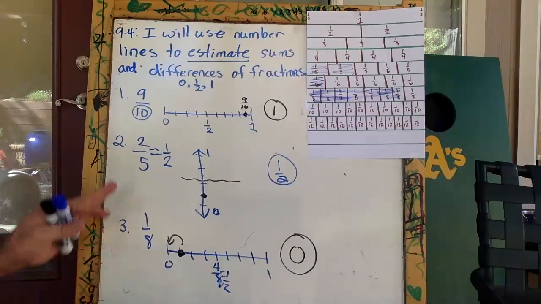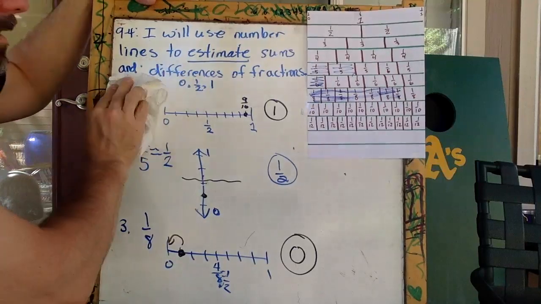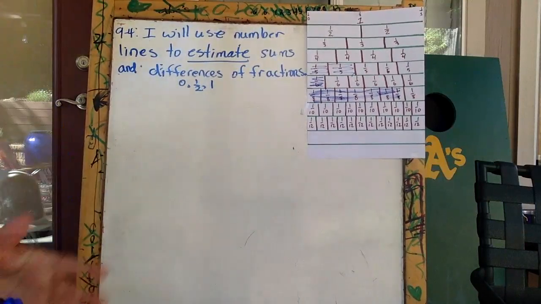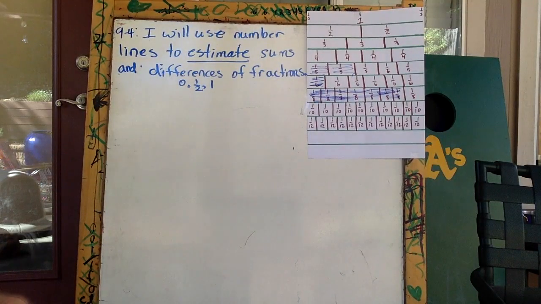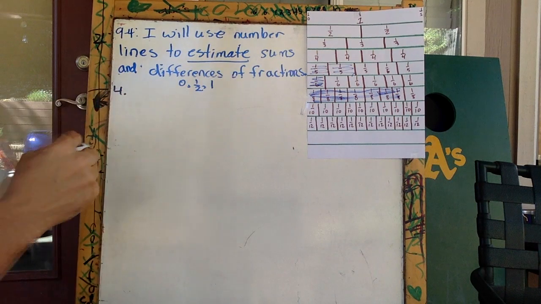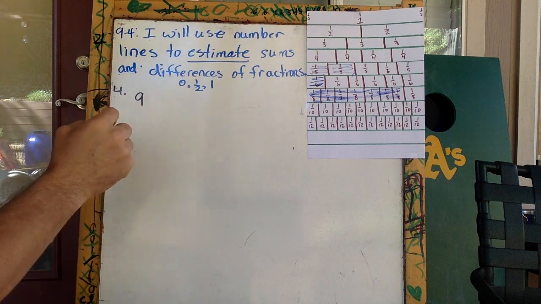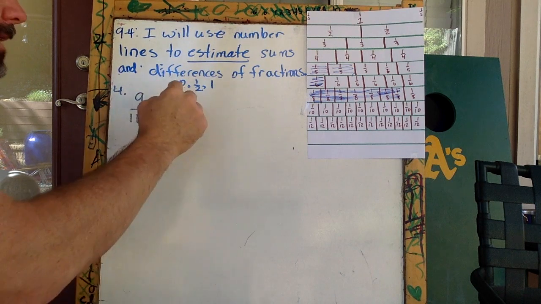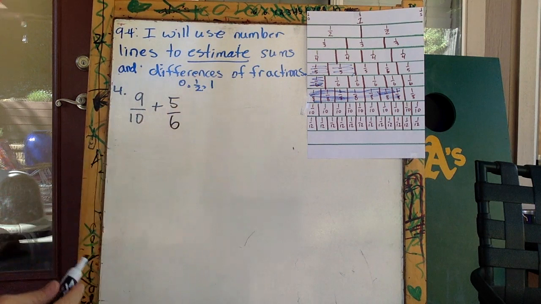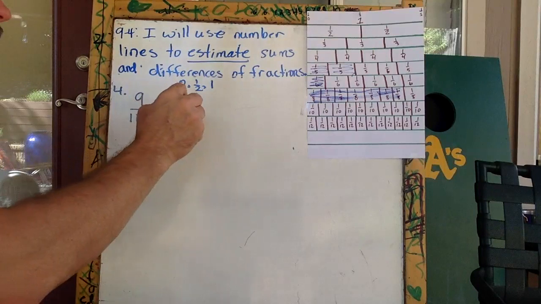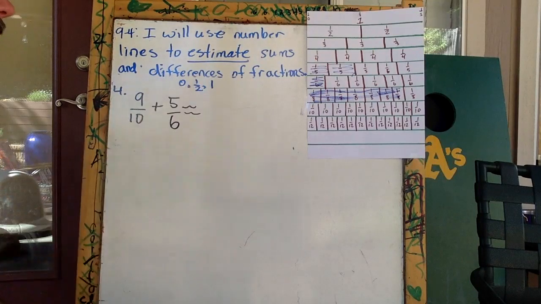I'm going to erase this because I'm going to give you some to try on your own. Then you can pause the video, try it out, and check back for the answers. So the next one, this is question number 4. This time we're going to actually add some fractions. We're going to go 9/10 plus 5/6. And we want to estimate the sum of these fractions. We're not going to find the exact, we're going to estimate. The little tilde, the little squiggly equal sign, means estimate.